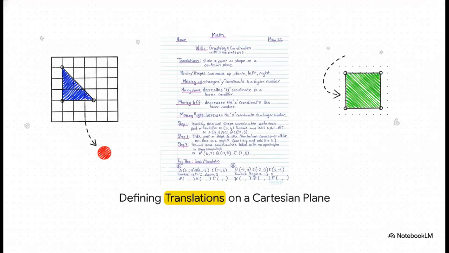Translating basically means we slide a point or a shape, either up, down, left, or right, on the Cartesian plane. The absolute key here is that the shape doesn't turn and it doesn't flip. It just smoothly glides over to a new neighborhood on the graph.